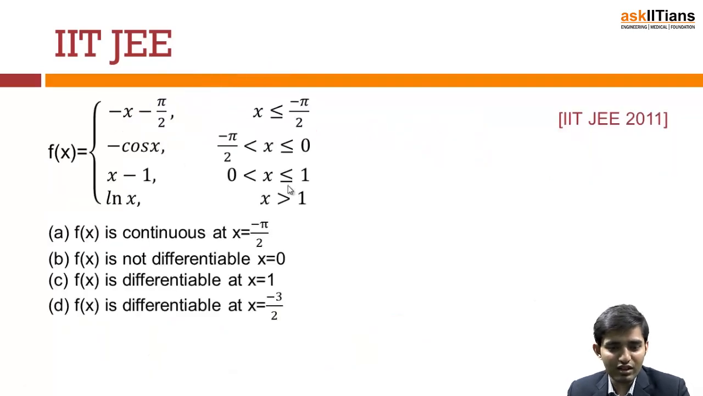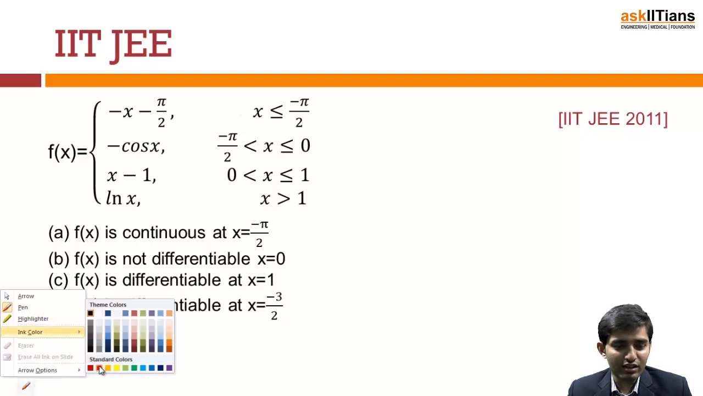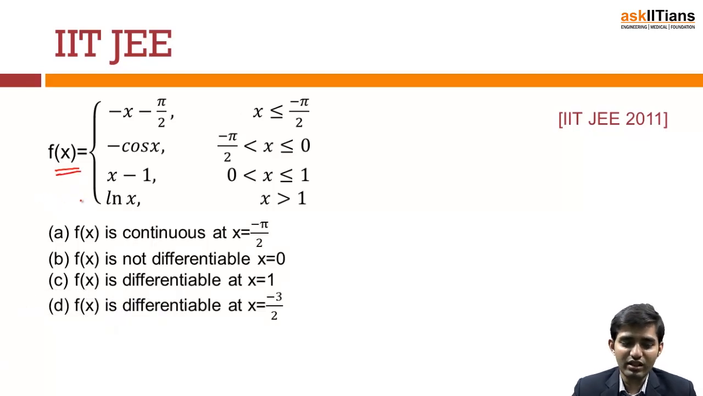Next question says that, now in this question it is given that f(x) is given, and we have to find out whether this function f(x) is continuous at x equal to minus pi by 2. It is not differentiable at x equal to 0. It is differentiable at x equal to 1. So we will check the continuity and differentiability of this function at all the values of x.